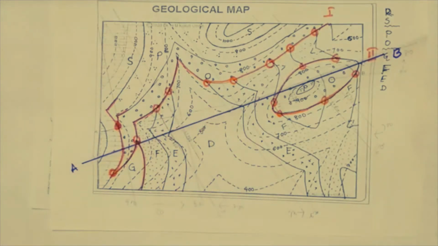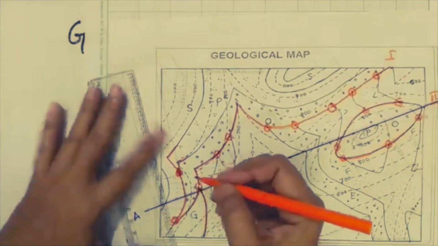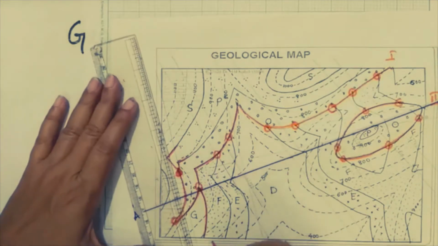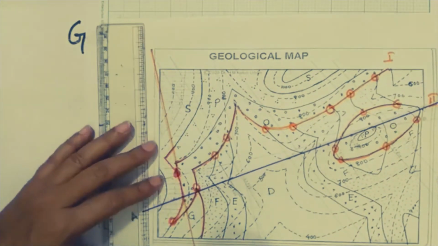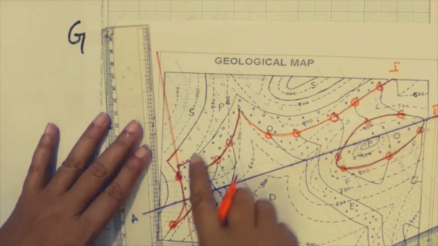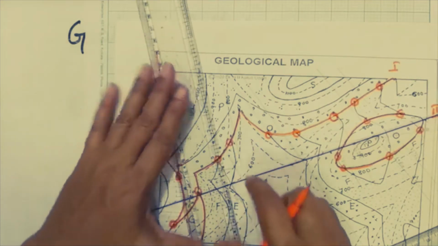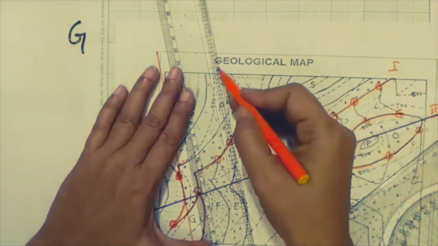For that purpose, you have to draw the strike line. Suppose this point and this point have the contour value of 900. Just draw the strike line of 900 feet, and draw another line parallel to this strike line. Here the same bed, the upper boundary of this bed, is cut by the line of 800 feet. With the help of a set square, you can draw another strike line.